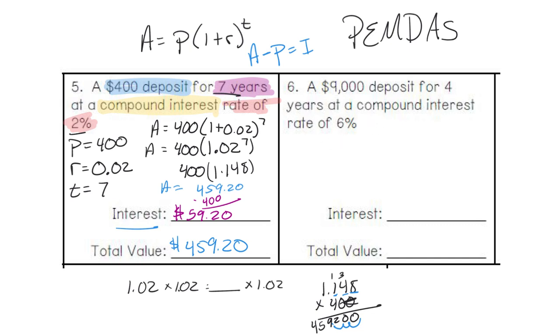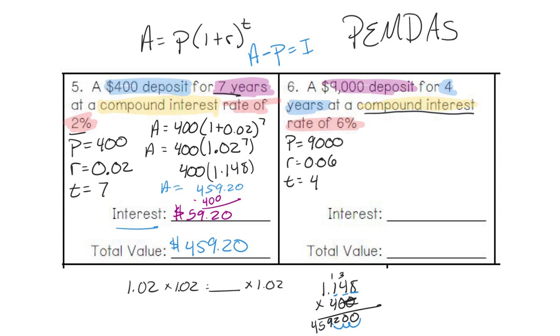Now, last question I have here, I have a $9,000 deposit for 4 years, compound interest rate at 6%. So first thing I want you to do is highlight the important stuff. Okay, and make sure you highlight what type of formula you're using. Right here is compound, but it will change between compound and simple. I gave the principal is $9,000. The rate is 0.06 because 6% as a decimal is that, and the time is 4 years.